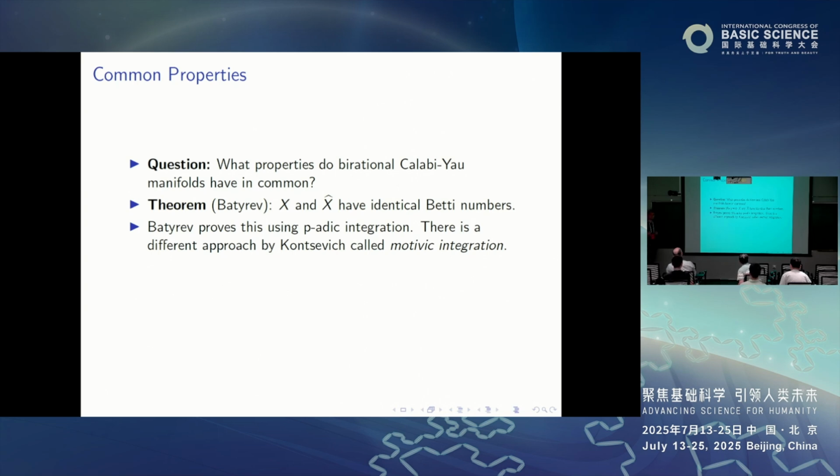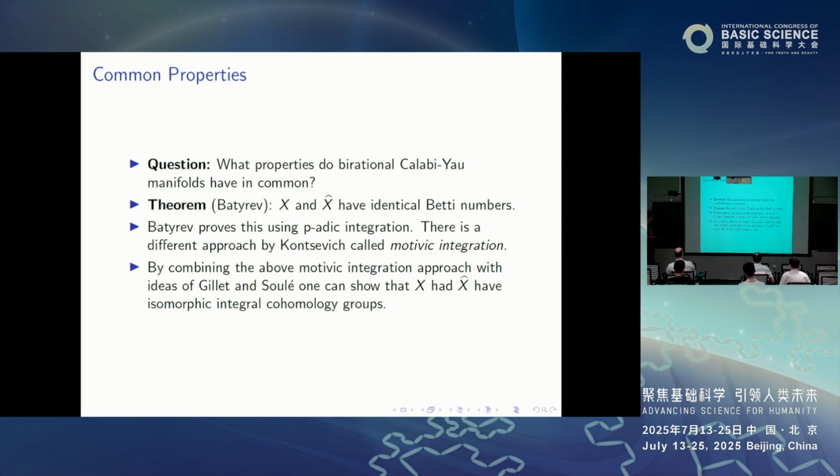Batyrev proved this using p-adic integration techniques, and then Kontsevich found a characteristic 0 version using arc space techniques. This is called motivic integration, and it has some connection with Floer theoretic techniques I'll explain, but that's maybe another talk. So this is one thing they have in common. Actually, you can show they have isomorphic integral cohomology groups. The isomorphism isn't canonical, but there is an isomorphism between them, so they have the same torsion and so on.